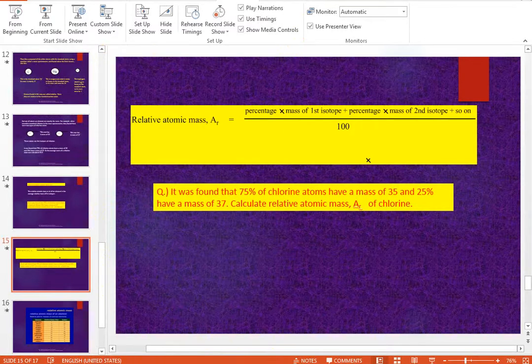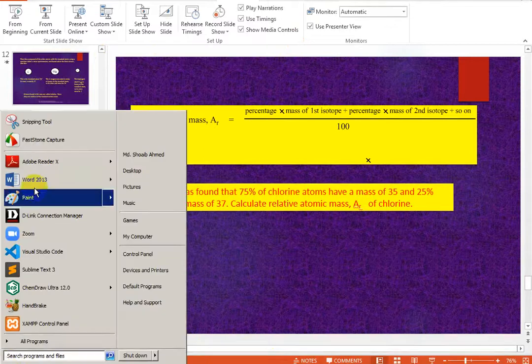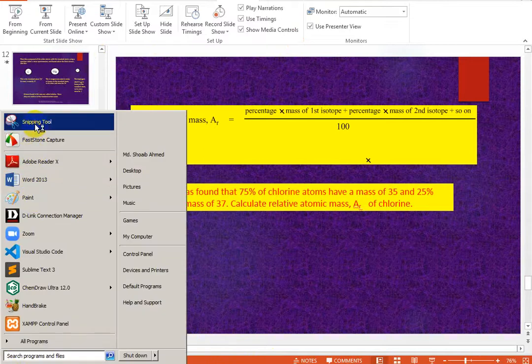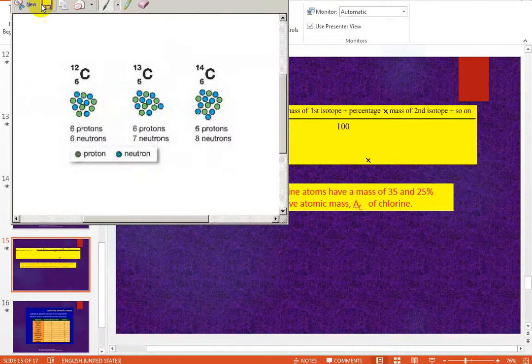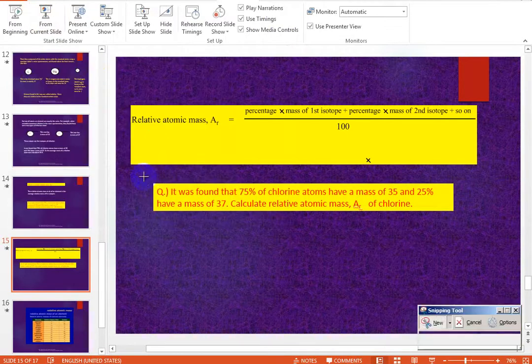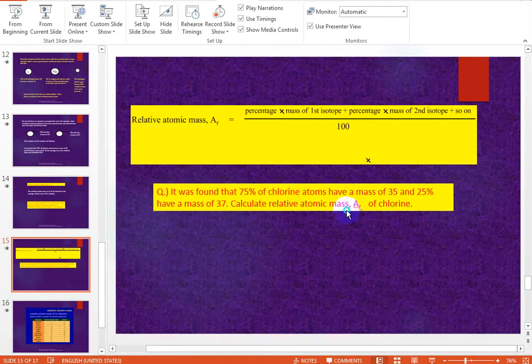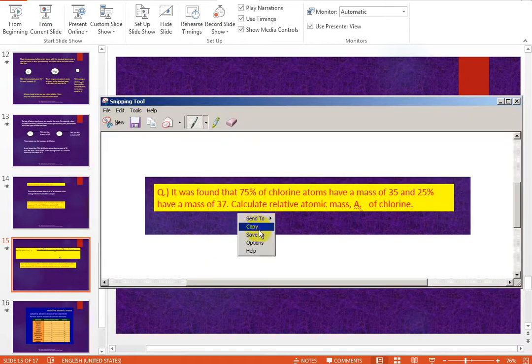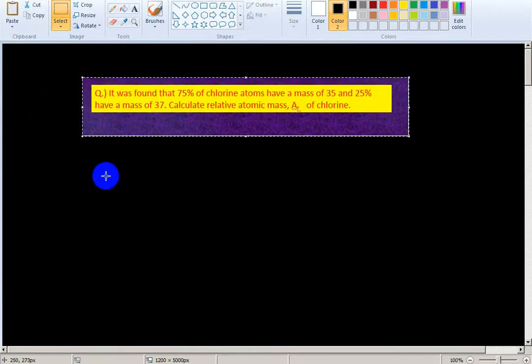Okay, this is the question. Have you seen my board here? Now this is the problem. It was found that 75% of chlorine atoms have a mass of 35 and 25% have a mass of 37. Calculate the relative atomic mass Ar of chlorine.